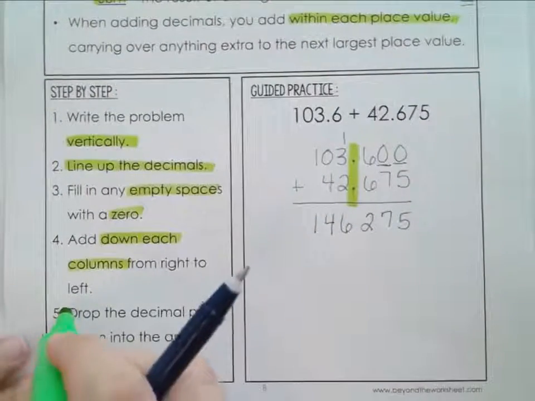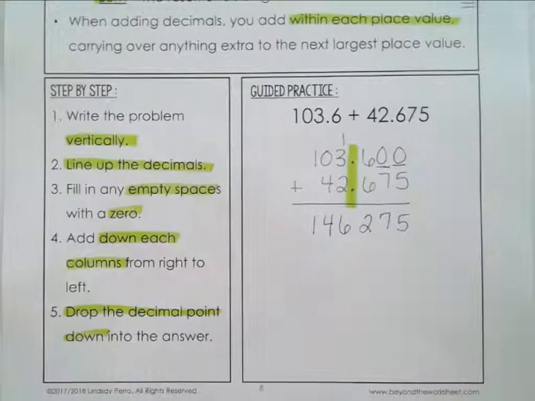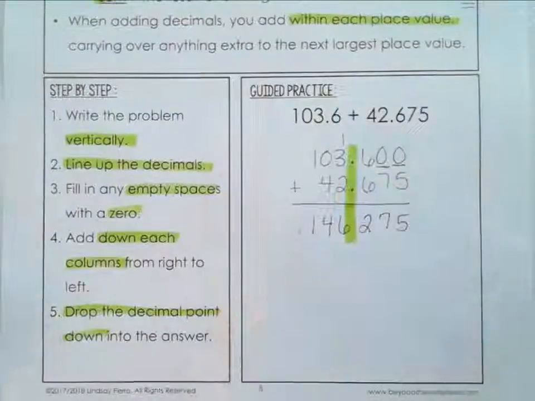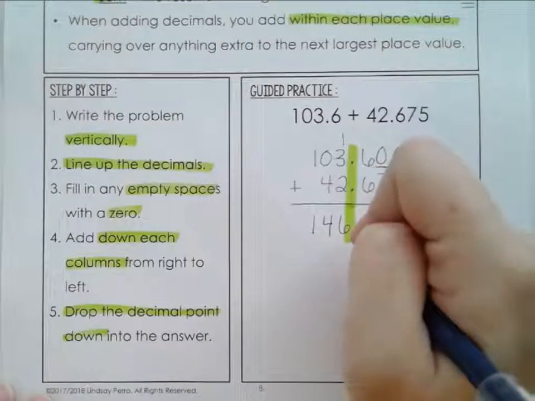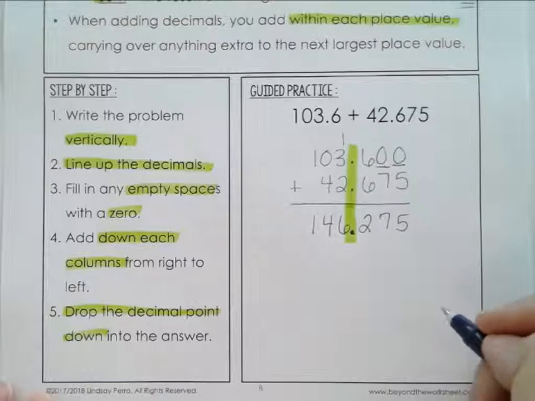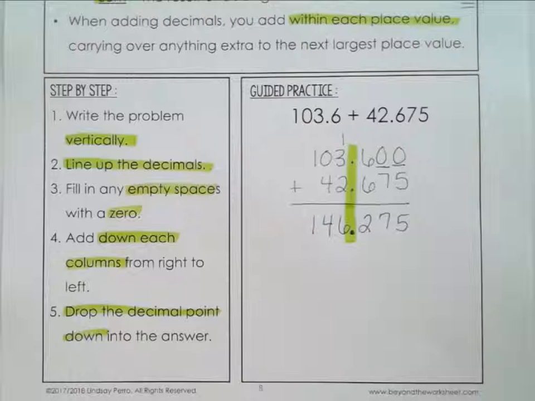What I'm going to do is drop the decimal point down into my answer. So if I take my highlighter, I can extend the decimal line from above, and I'm going to put my decimal right here in my answer. So my answer is 146 and 275 thousandths.